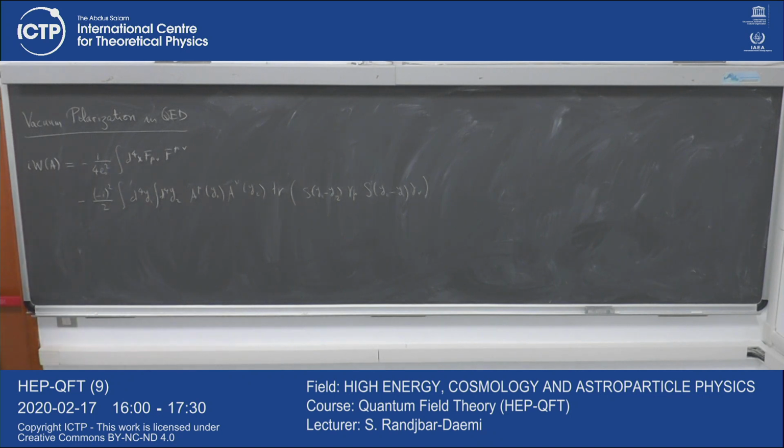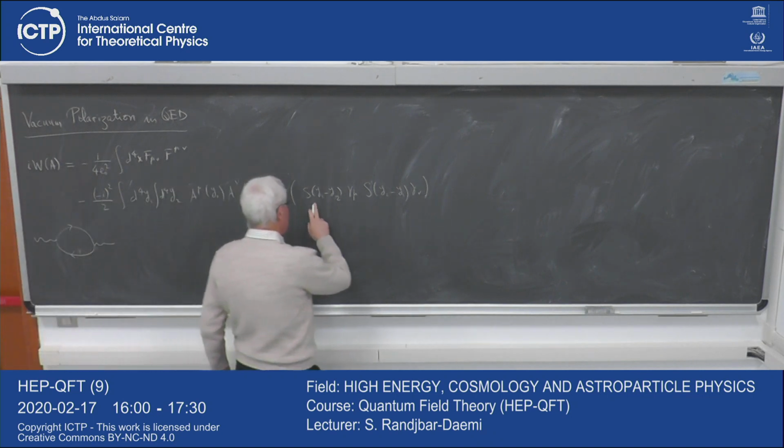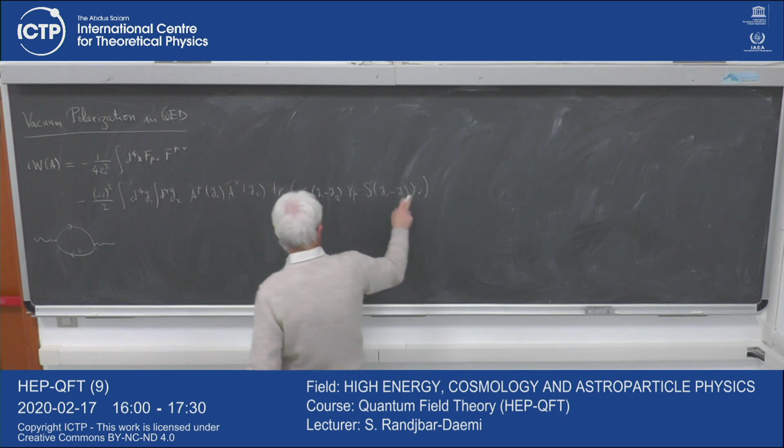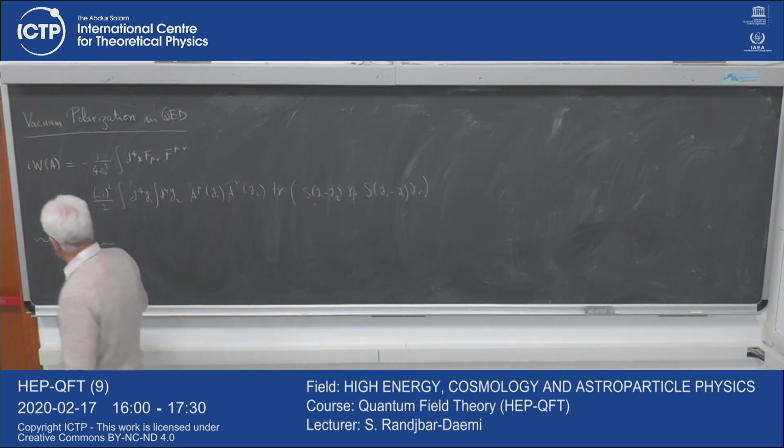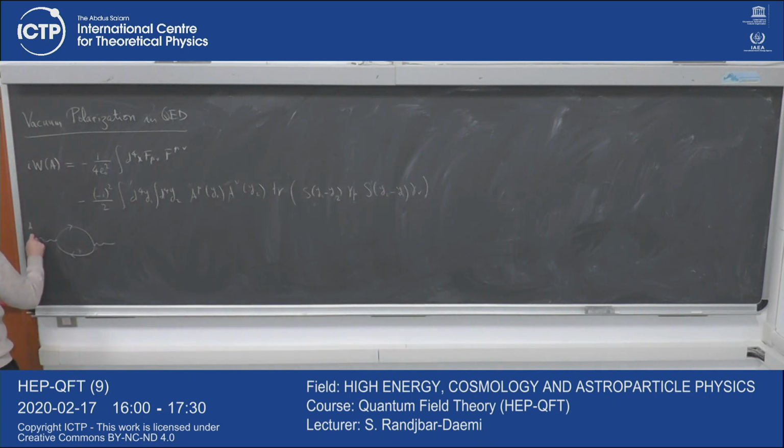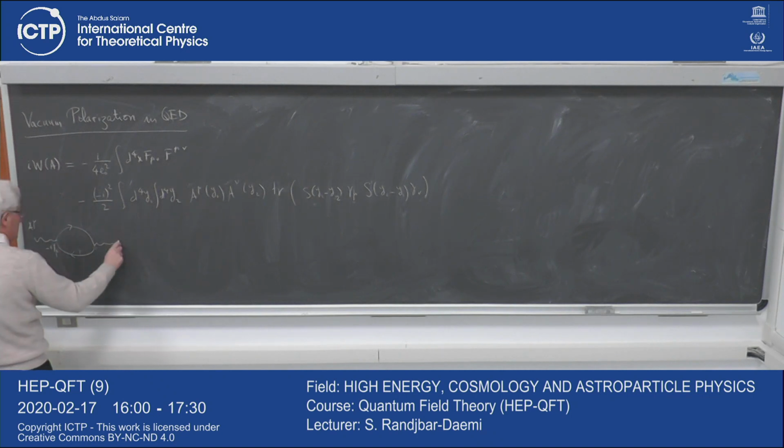So if you want to represent this as a Feynman graph, it will be a one loop graph with 2 external A lines. This is a propagator. This is one vertex. That's another vertex. This is the A mu line, this is minus i gamma mu. This is the A nu line, and this is minus i gamma nu.